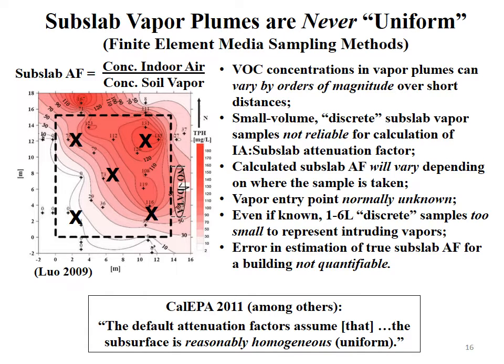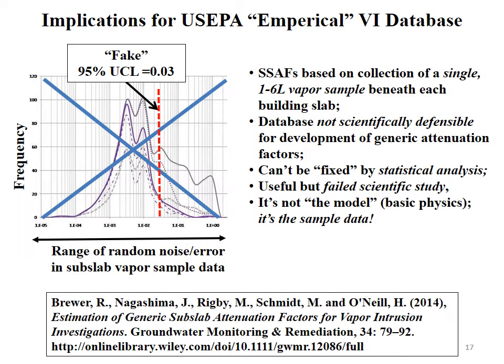California EPA, among a lot of other people, recognized this problem early on. This attempt to use single sub-slab vapor samples compared to indoor air and calculate attenuation factors is only viable if the subsurface is reasonably homogeneous, which we know it's not. This has some important implications.